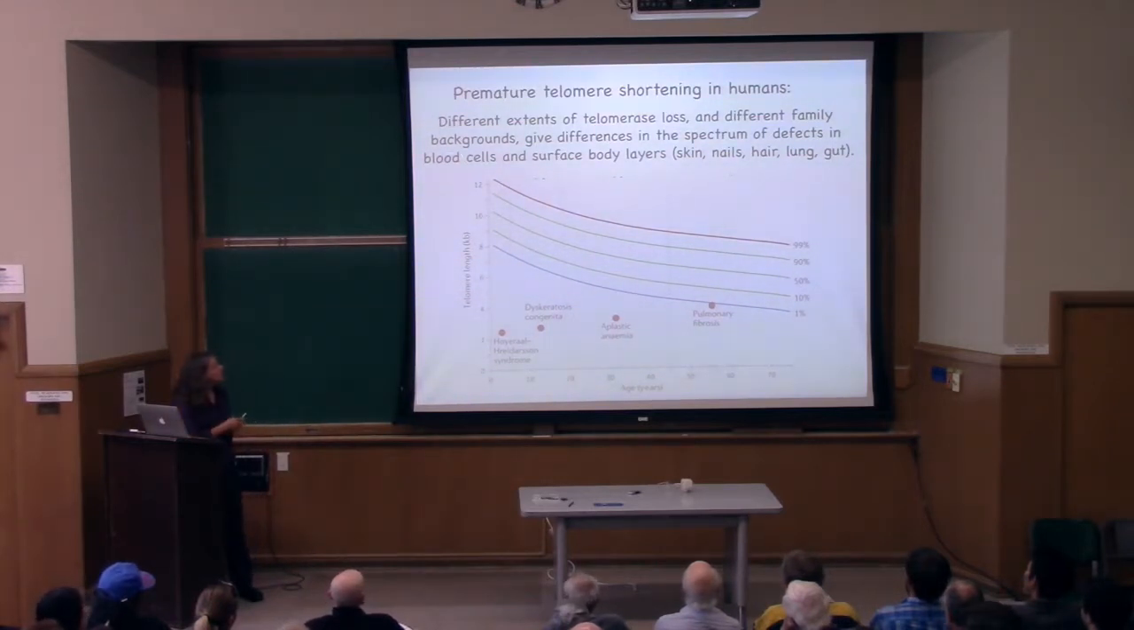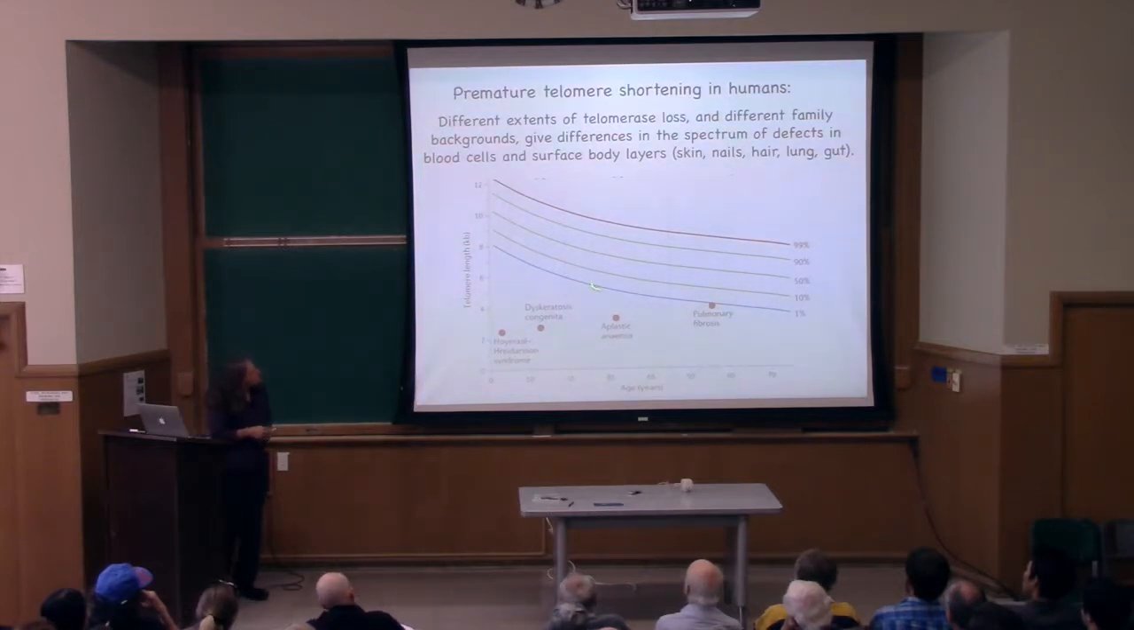So it makes sense, in fact, that if you were going to run out of telomere and certain cells were going to suffer and not be able to divide enough, it would be blood cells and epithelial lineages in the surface body layers. So I'm just showing here a graph. If you take telomere length in normal people as a function of age, it has a wide variation. In fact, there's a wide difference among people.